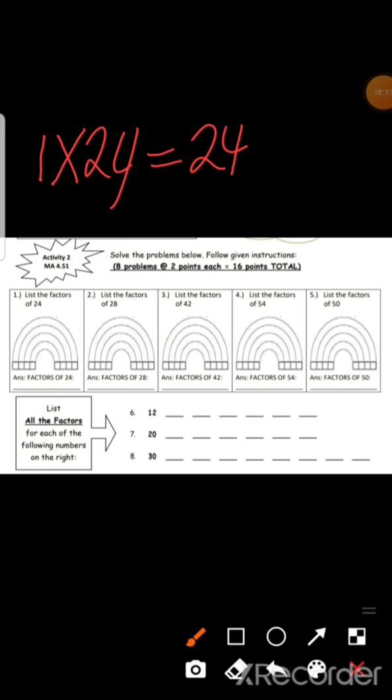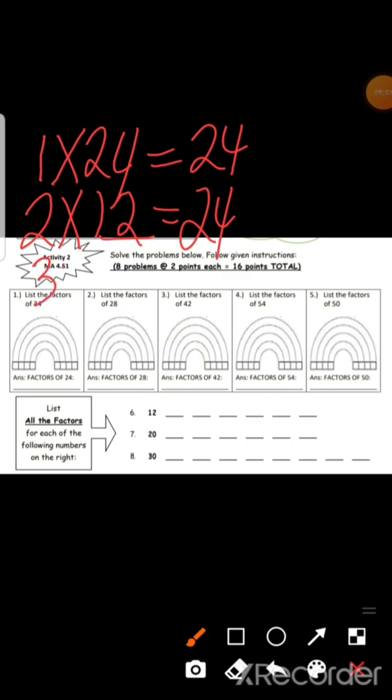And to continue solving for the factors, you go ahead and ask yourself, if I have the number 2 times what will give me 24? I say, okay, the number 12. That means that 2 and 12 are also factors of 24.